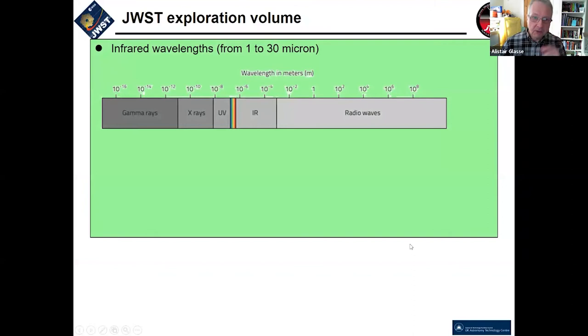Okay, so the exploration volume. You're all over familiar with this diagram, I'm sure. Here's the electromagnetic spectrum running from gamma rays through to radio. Our visible light is always represented as this little rainbow strip in the middle. What the JWST is about is the infrared part of the spectrum, at wavelengths running, these are in meters, so this is a micron out to 30 microns.